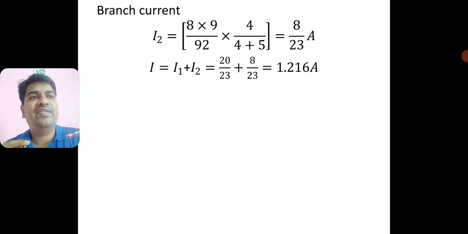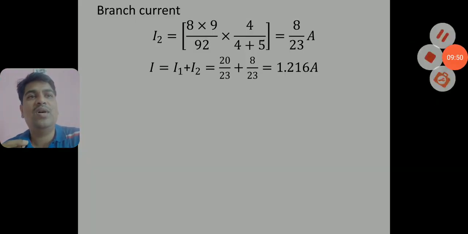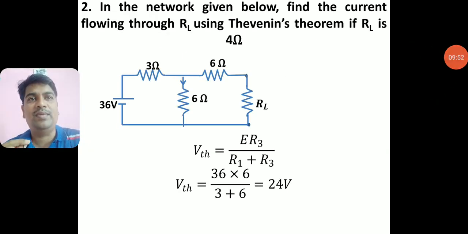Right. The first problem is done. Let us move on to the second problem. In the network given below, find the current flowing through the load resistor RL using Thevenin's theorem if RL is 4 ohm.